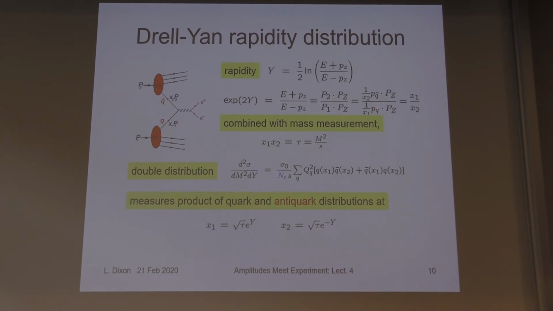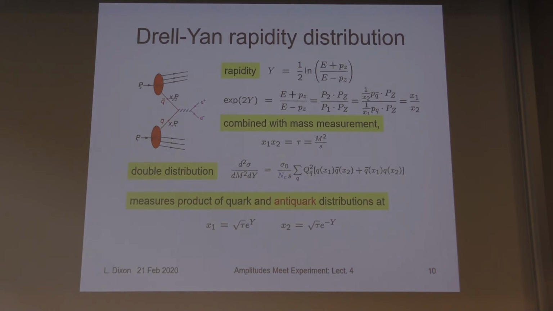And these two are actually equal to each other because in the Z center of mass, the quark and anti-quark have exactly the same energy. And that's what you pick out with these dot products. So in other words, this combination of the rapidity is just x1 over x2. So we have two equations and two unknowns. We know that x1 times x2 is related to the invariant mass, or to tau, by this equation. And we know that x1 over x2 is related to e to the 2y. So it's easy to solve those equations for x1 and x2.